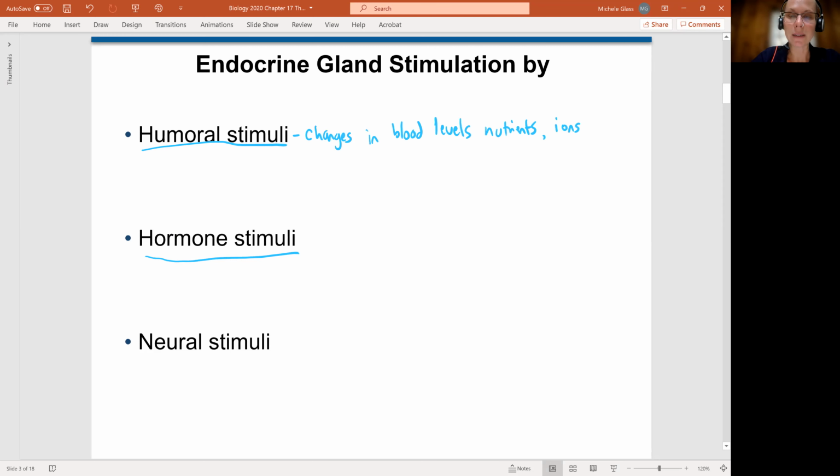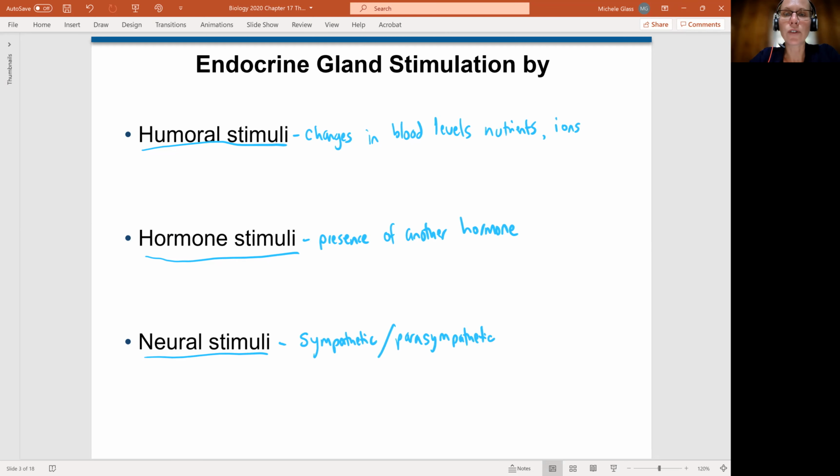Endocrine glands can also be stimulated by hormones. So the presence of another hormone might be the signal for an endocrine gland to get busy making and releasing another hormone. And then our last example is neural stimuli. Typically we see either the sympathetic division or the parasympathetic division signaling this kind of regulation.